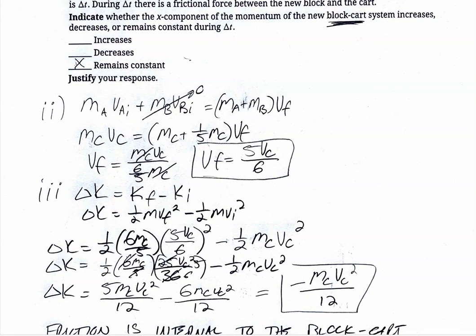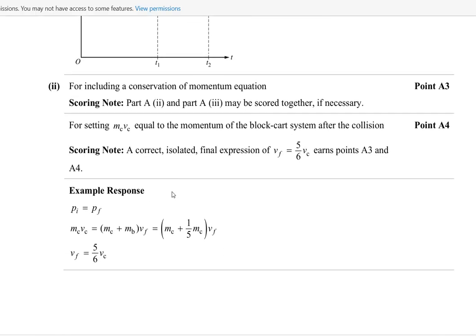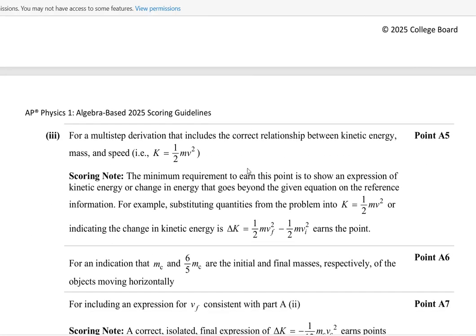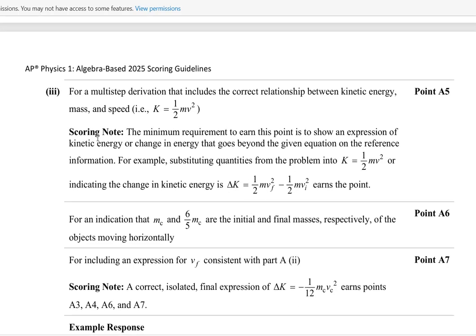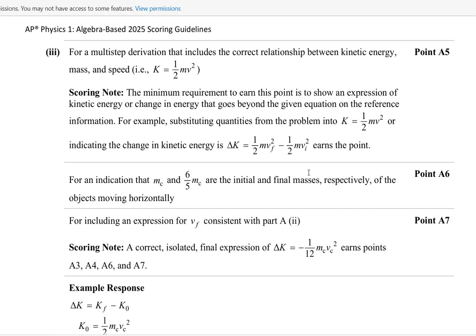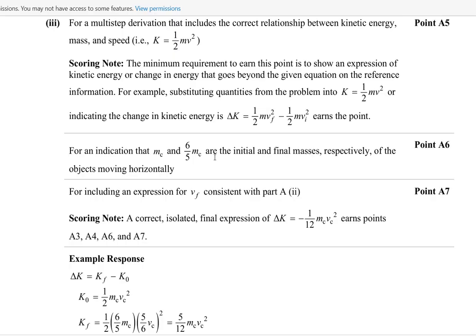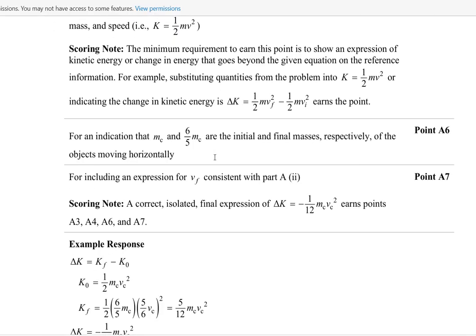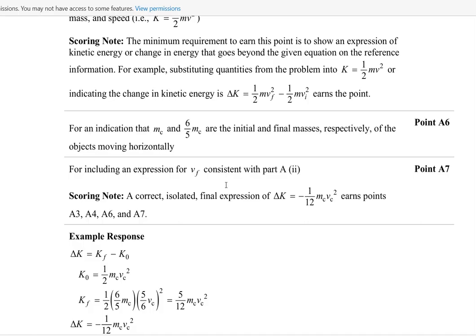All right, well, let's see how they score this really quick. Did you start with conservation of momentum? Give yourself a point. Did you get the answer, a correct isolated final expression? So yes, did you get the answer? But literally, you got a point for just starting with conservation of momentum. See? Then here, did you start somewhere that has 1/2 mv squared? One point can be earned for showing an expression of kinetic energy. Like, did you try this? Give yourself a point. Did you do the correct masses? And did you get the correct answers? This was 3 points here.